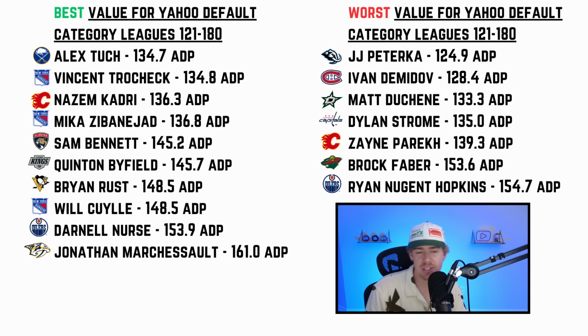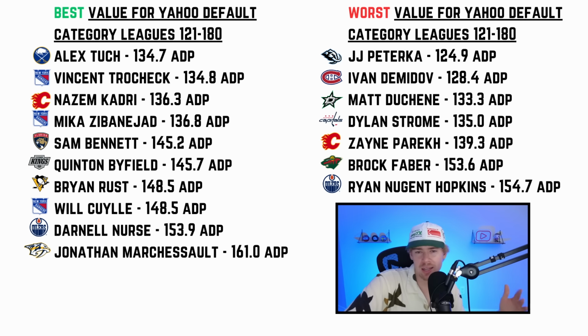Will Coulee on this line with Miller and Zibanejad. So many hits. Has 50-point potential. Darnell Nurse obviously covers a lot of cats and just good value. And also Jonathan Marchessault. Similar to Brian Rust, the plus minus may be an issue, but elite shots, good hits, really good deployment.